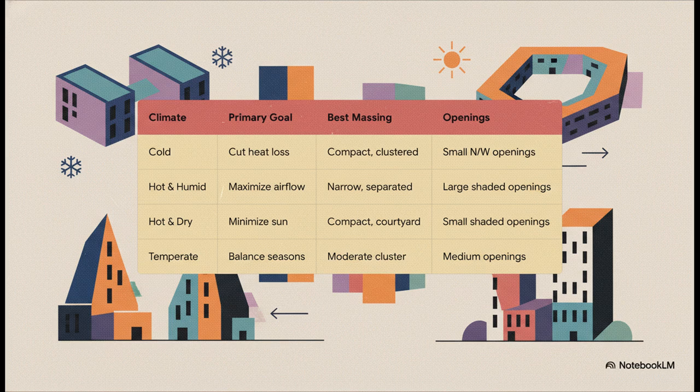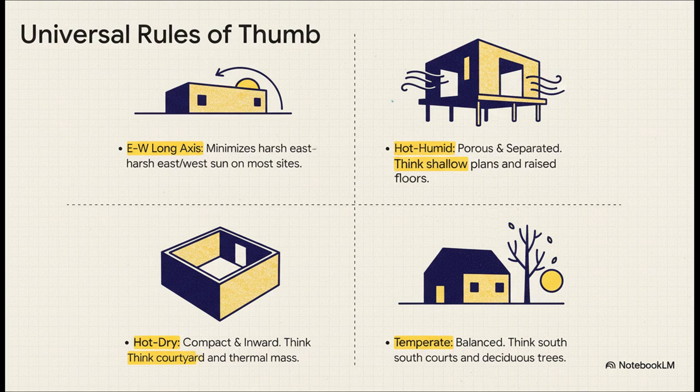It just makes sense. And if your brain is totally full and you can only remember a few things, let it be this. That east-west long axis is almost always a good idea. But the big 3 are hot, humid equals porous and separated, hot, dry equals compact and inward, and temperate equals balanced. If you can just lock those 3 phrases in your mind, you'll be able to reason your way through most of the questions on the exam.